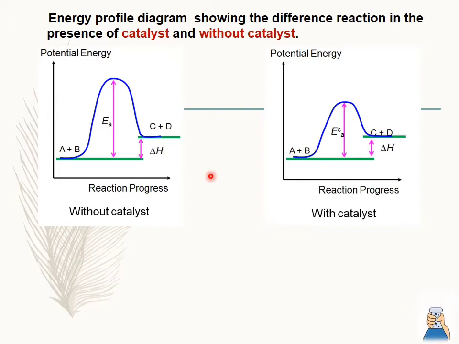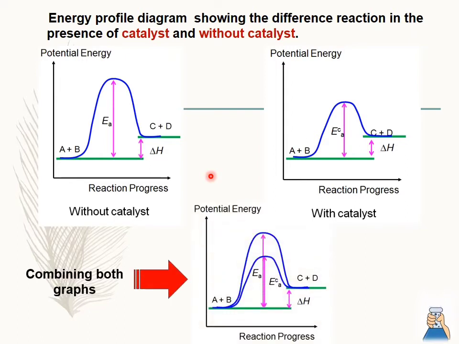So kalau dalam exam class, you all tak boleh lukis asing-asing macam ni. Kalau dalam exam, if the question asks you to compare energy profile diagram with or without catalyst, you need to draw like this. You kena combine both energy profile diagram. Okay, so dekat sini kita boleh nampak jelas di mana curve untuk without catalyst lebih tinggi berbanding with catalyst. So you need to draw like this. Okay class?